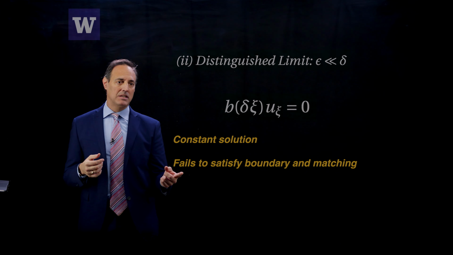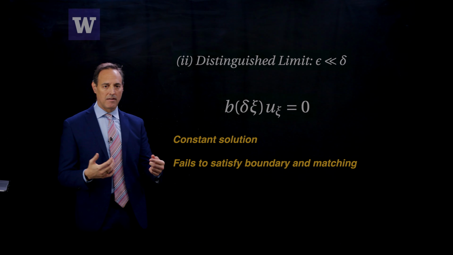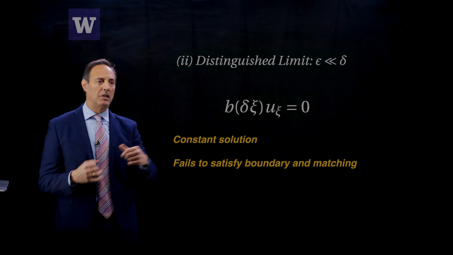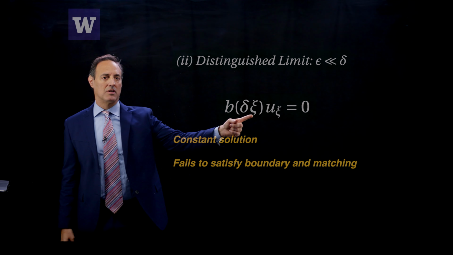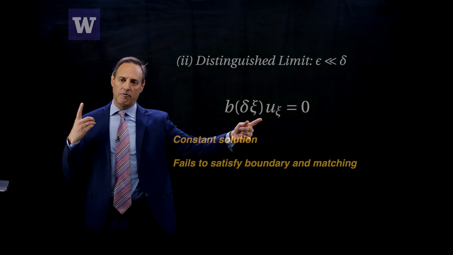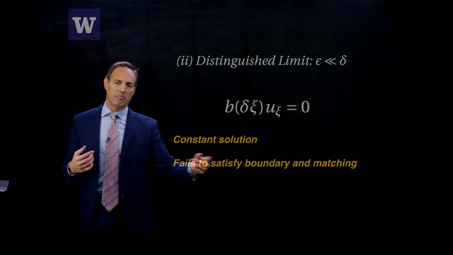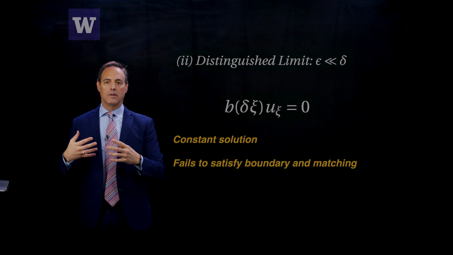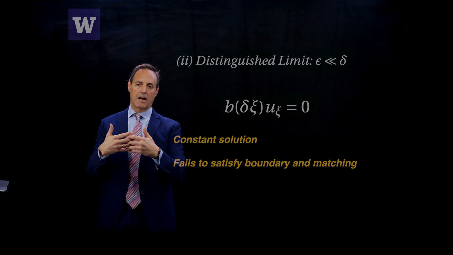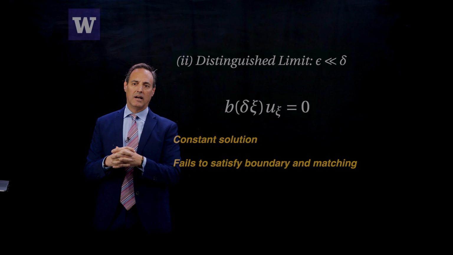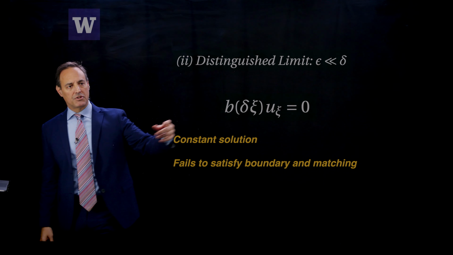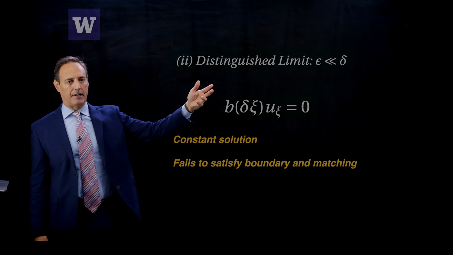And so basically you're going to fail to satisfy both your matching condition and your boundary condition, because you've dropped down into a scenario where you only have the solution which is constant, and there's one free parameter, and it's incapable of matching both the boundary condition and also the conditions between the outer and inner solution of having them match each other in the asymptotic limit.